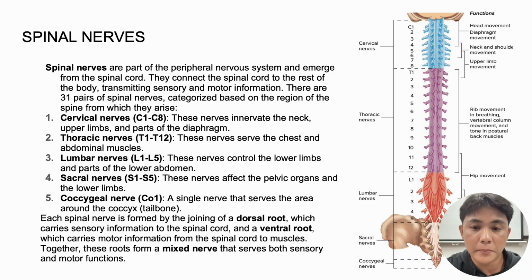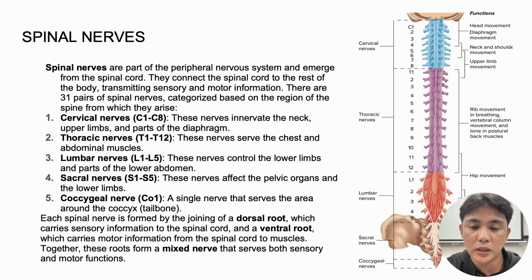The third one is the lumbar nerve, which we call L1 to L5. There are five pairs of this specific nerve. They supply part of the lower abdomen, hip, and the lower limb. These nerves are involved in movements such as walking, hip flexion, and knee extension.